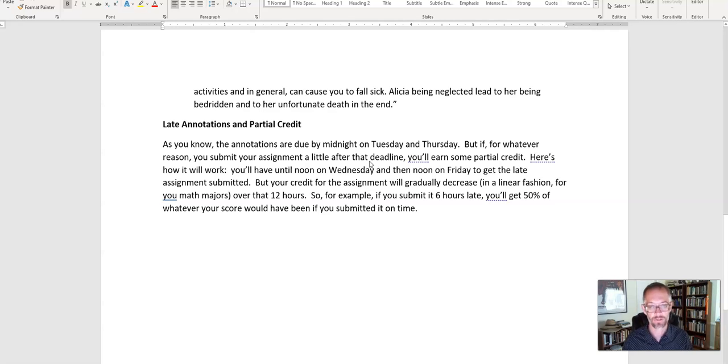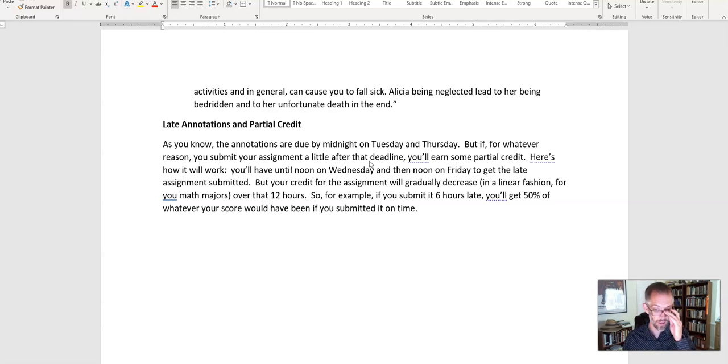The question of late assignments and partial credit. As you know, the due date for the annotations is midnight on Tuesday or midnight on Thursday. This week we just had the one real class, so it was midnight on Thursday. So those are the deadlines: midnight Tuesday, midnight Thursday. But if for whatever reason you submit your assignment a little after the deadline, you will earn some partial credit.